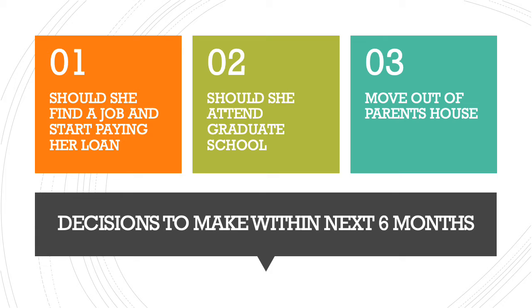The next step of this process is to identify at least three decisions that our decision maker will make in the next 6 months. The first decision is whether or not she finds a job and starts paying her loan. The second decision: should she attend graduate school or not? And the third decision is: should she move out of her parents' house and rent an apartment?